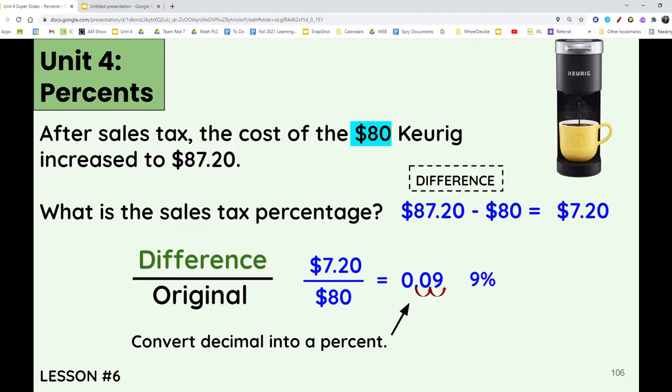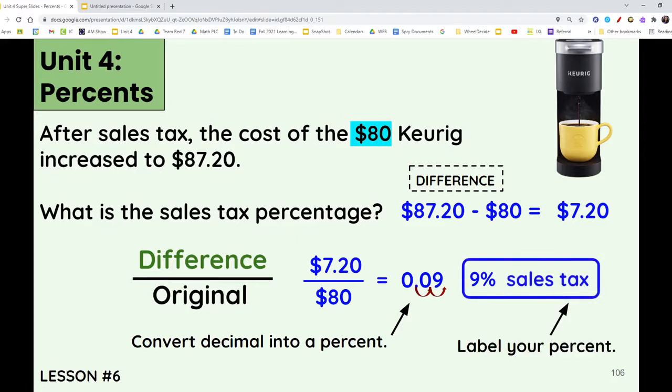Now, was that a 9% increase in price or a 9% decrease in price? It was a 9% increase in price because it was a 9% tax. So we're going to label it as 9% sales tax.